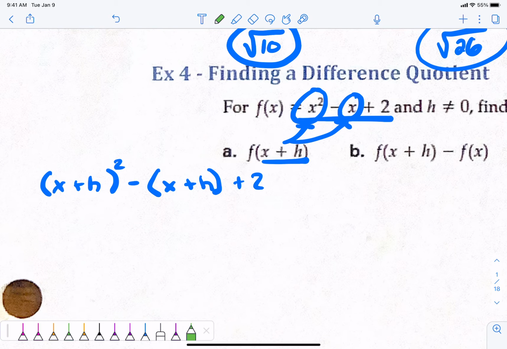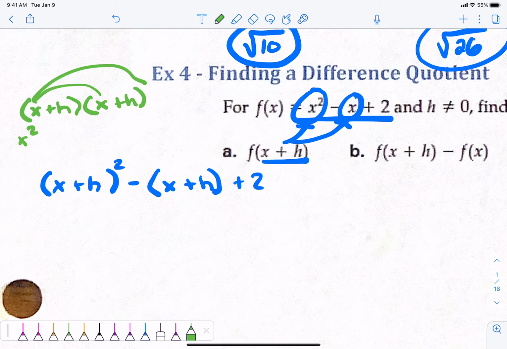All right. Now that first part, (x + h) squared, we have to multiply. We have to FOIL. So x times x is x squared. x times h is xh. Then h times x is another xh, or hx, plus h squared.